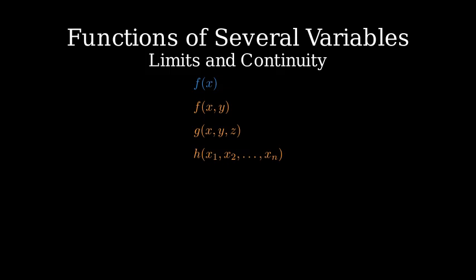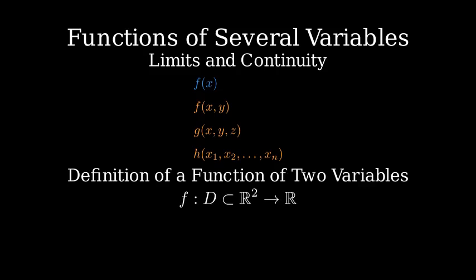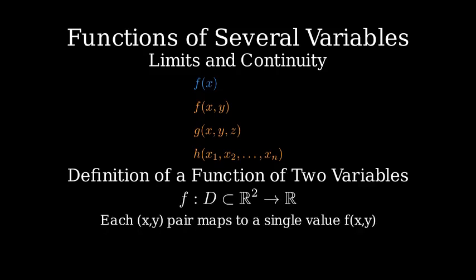Today, we'll focus on functions of two variables, but the concepts we'll cover extend to functions with any number of variables. Let's start with the definition of a function of two variables. A function of two variables assigns to each pair (x, y) in its domain a single real number, which we denote as f(x, y).